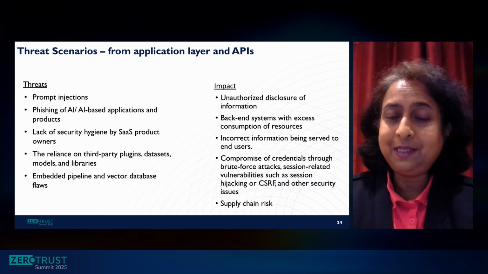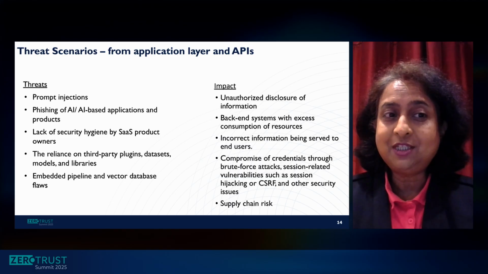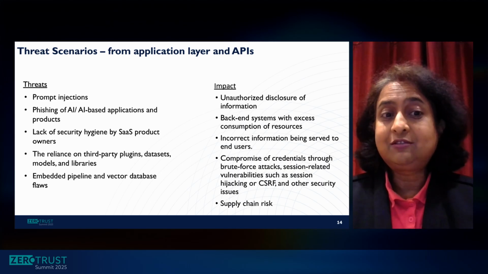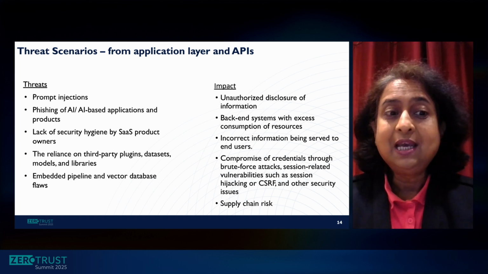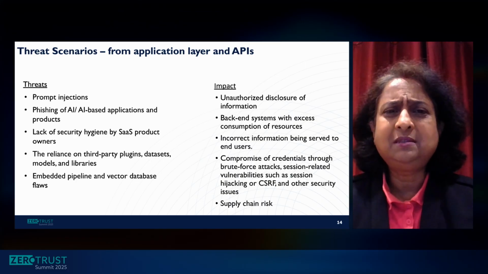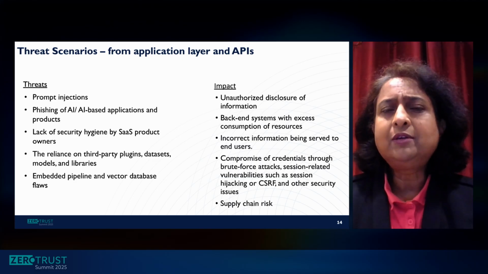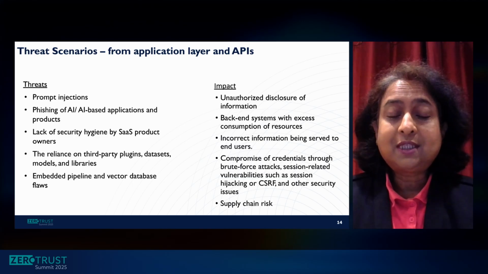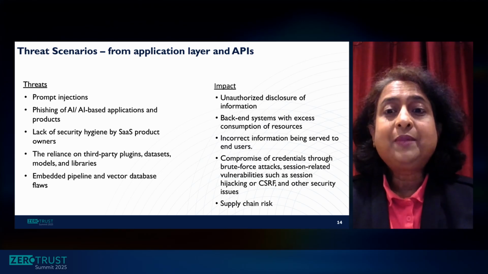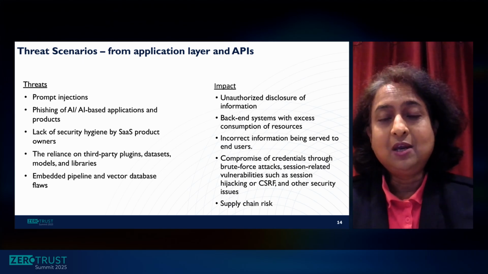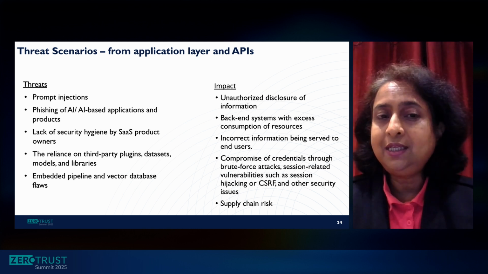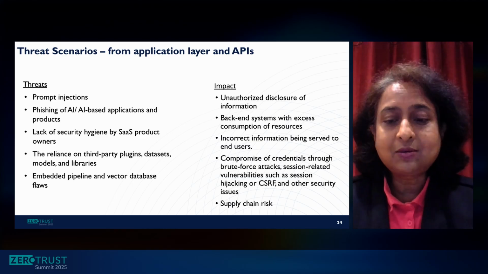Then there are threat scenarios from application layer and APIs. These again are prompt injections, phishing of AI-based applications and products, lack of security hygiene by SaaS product owners, and the reliance on third-party plugins, datasets, models, and libraries, and embedded pipeline and vector database flaws. The impact of this is unauthorized disclosure of information, which is quite a common theme running around with a lot of threat scenarios. However, with threat scenarios from application layer, if a threat actor manages to run a lot of queries in an unprecedented short time, it could lead to excess consumption of resources of the backend systems, because all the models that need to retrieve data or to process data or to pattern out data, to do any kind of analysis would need resources and processing.